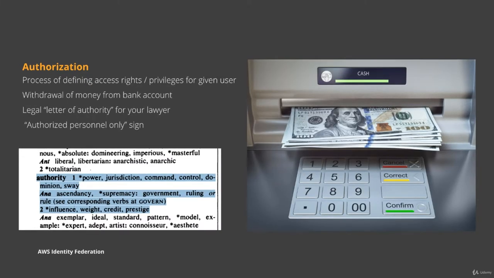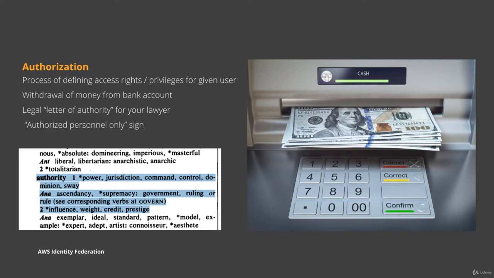Authorization always comes after authentication. Authorization decides if you have permission to access a resource or perform a certain action on a given resource. Remember the analogy of the ATM and recall that you are limited to withdrawing only the amount permitted by your credit card limit. Another analogy might be a sign stating "authorized personnel only." Unless you are one of the authorized personnel, you are not welcome there.